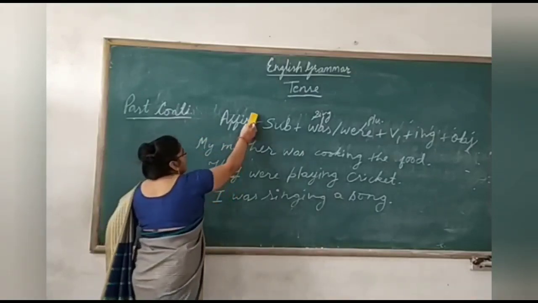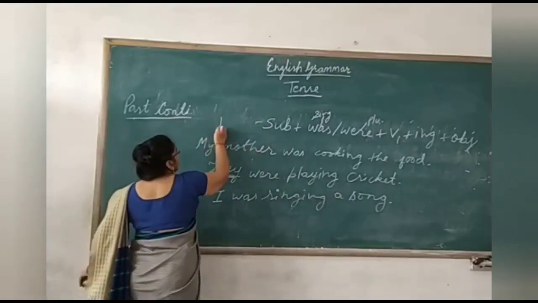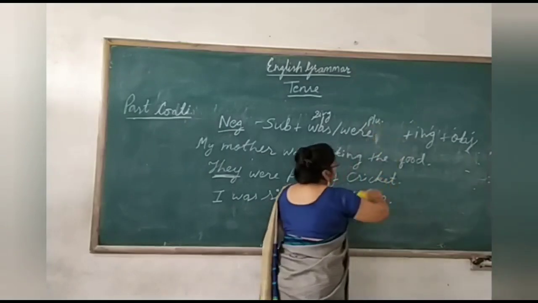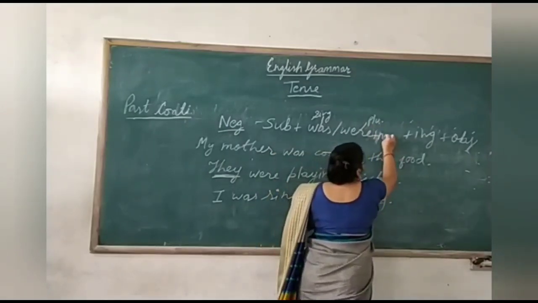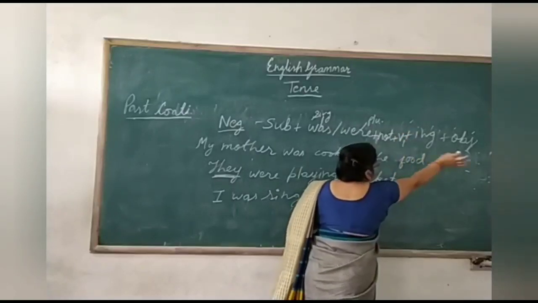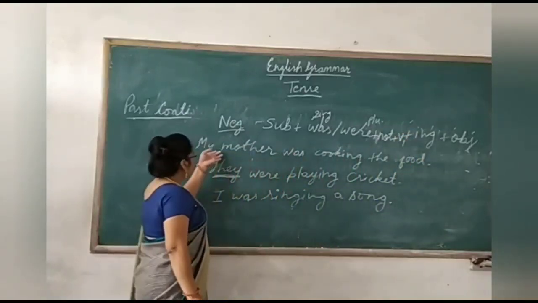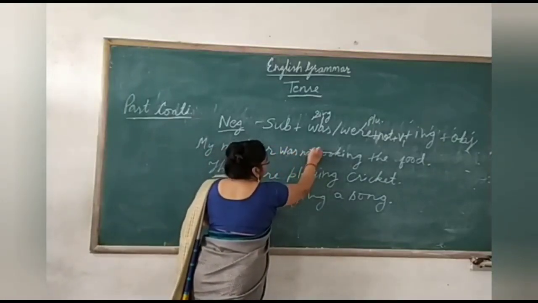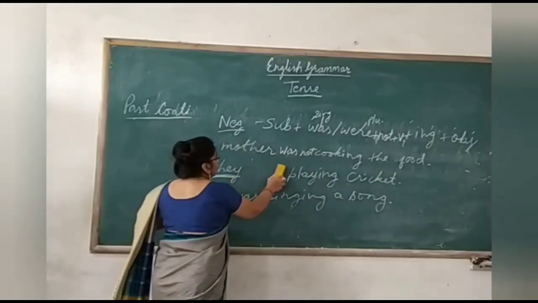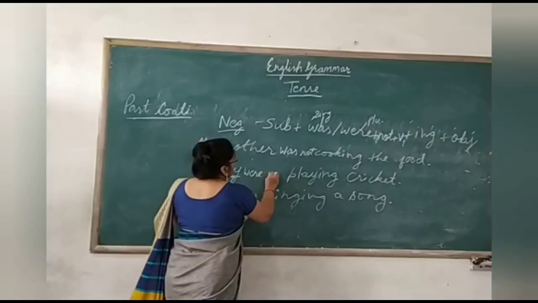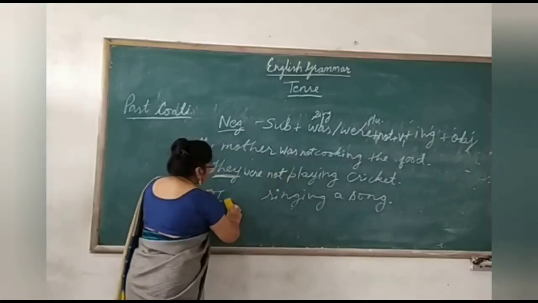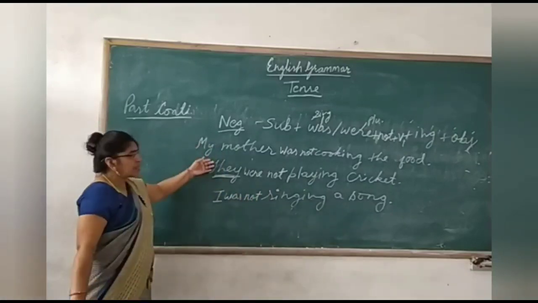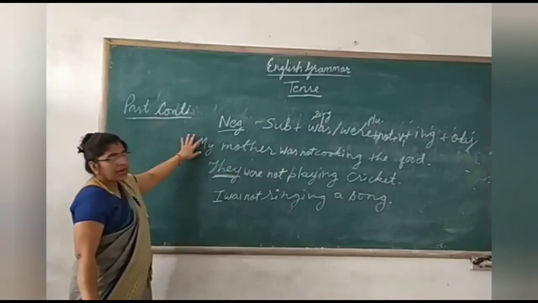Now if we want to convert it into negative, children, the only thing we have to do is what? We have to add not. Not, then V1, rest is same. Okay? So in the sentence, after was, what you will add? Not. To convert into negative. Same way here, after were, you have to add not. And here in the third example also, after was not. The sentence is now negative of past continuous tense.